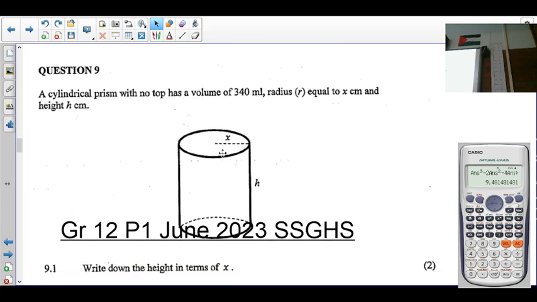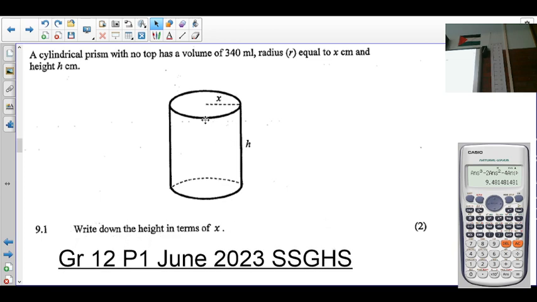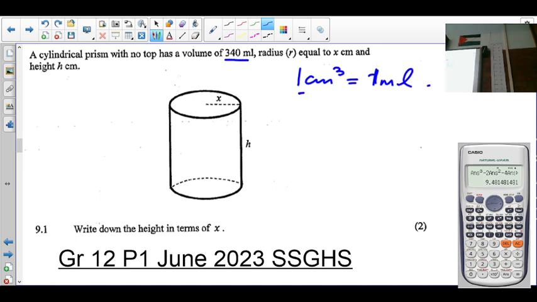In question 9, a cylindrical prism with no top has a volume of 3,400 milliliters. Very important to remember is that 1 centimeter cubed is equal to 1 milliliter. Okay, that's your golden ratio. Don't forget that. The question says write down the height in terms of x. The height in terms of x.